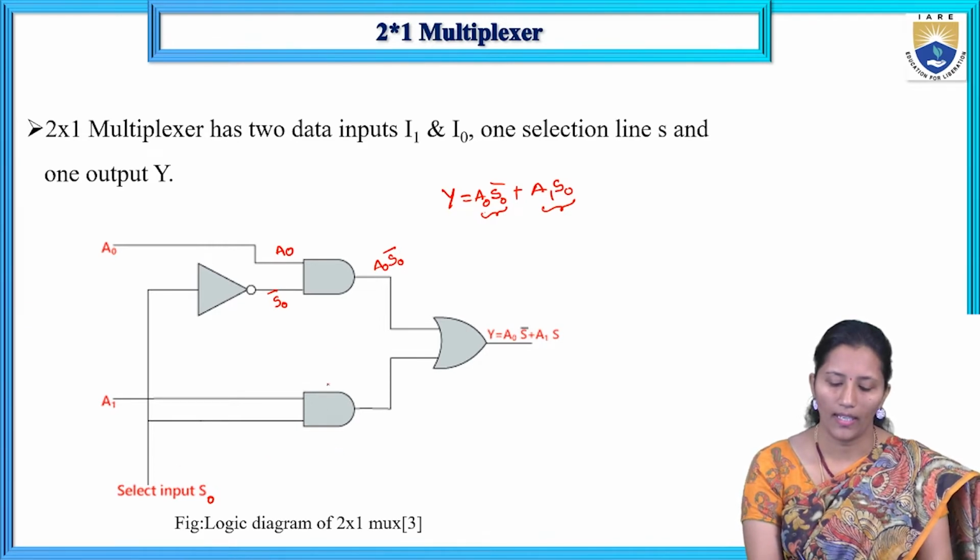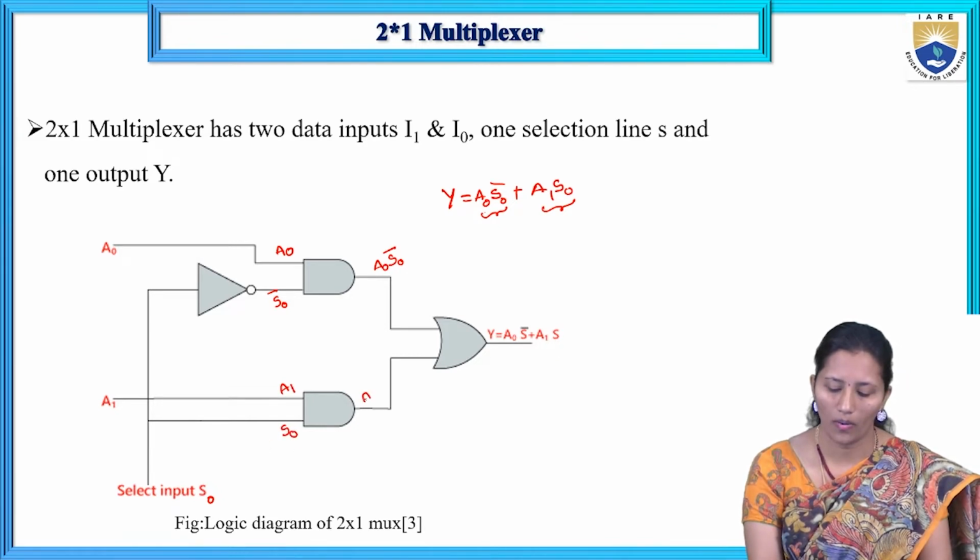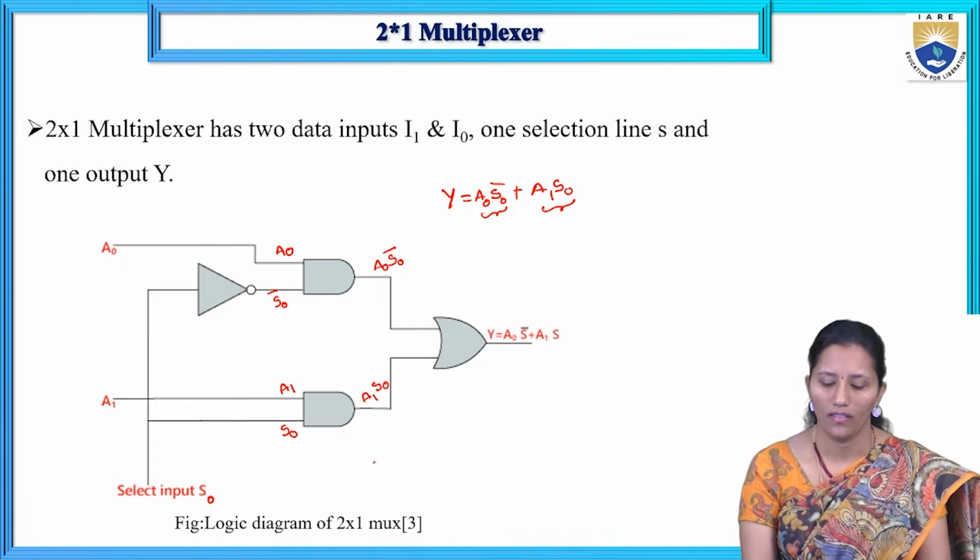And for the second AND gate, one of the inputs is A1, another input is S0. So the output of the AND gate is A1 S0. So we are giving these two products to the OR gate. So here we are going to get A0 S0 bar plus A1 S0. So we are adding these two product terms by using the OR gate. This is the logic diagram of the 2x1 multiplexer.